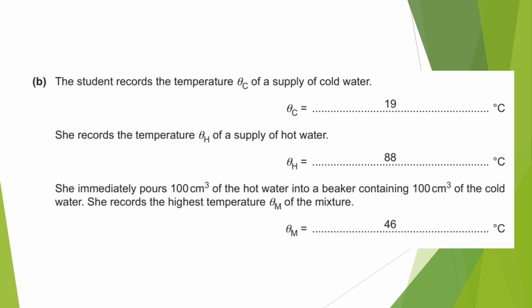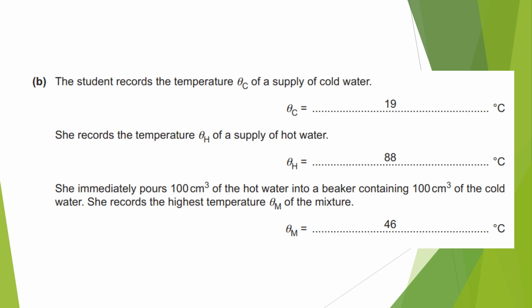Next, in B, there are some temperatures that are already printed on the question paper. Let us see what those temperatures are. The student records the temperature theta C of the supply of cold water. So theta C is the temperature of cold water, that is 19 degrees Celsius. She records the temperature theta H of the supply of hot water. So the hot water temperature is 88 degrees Celsius.